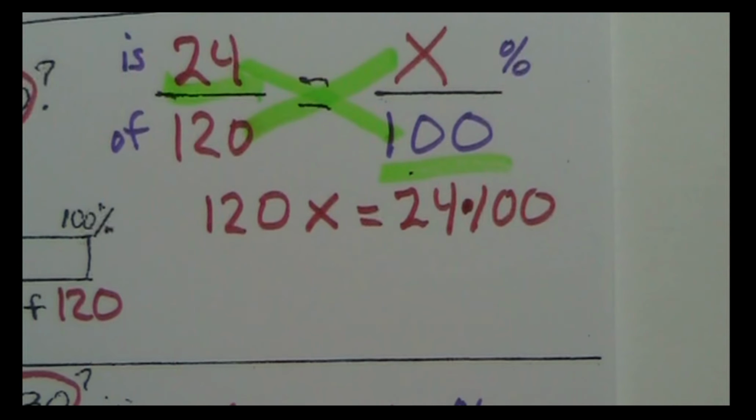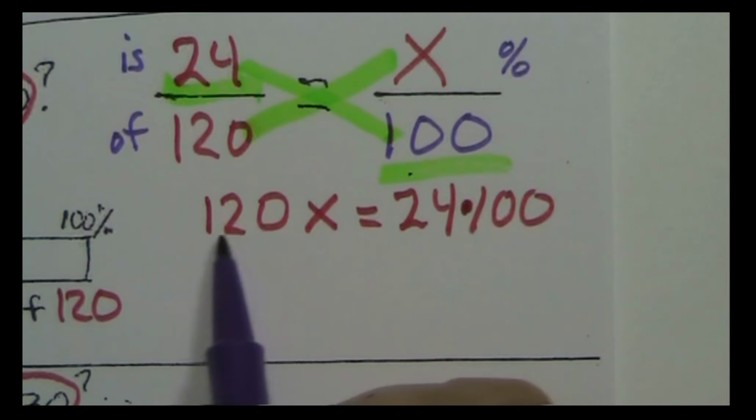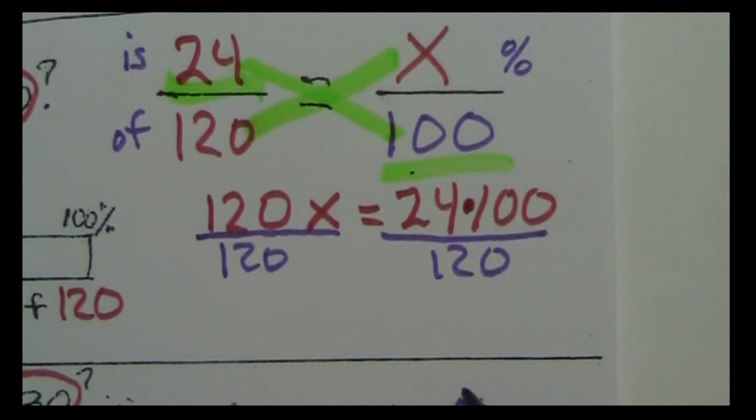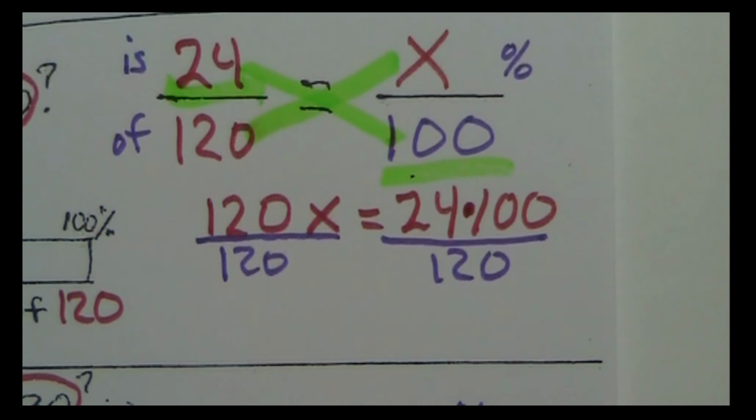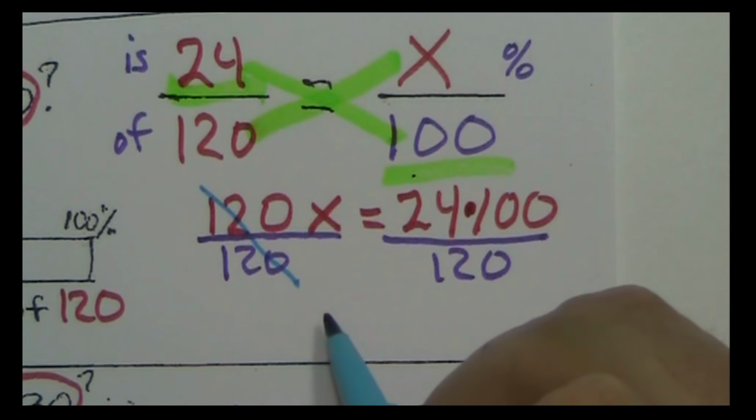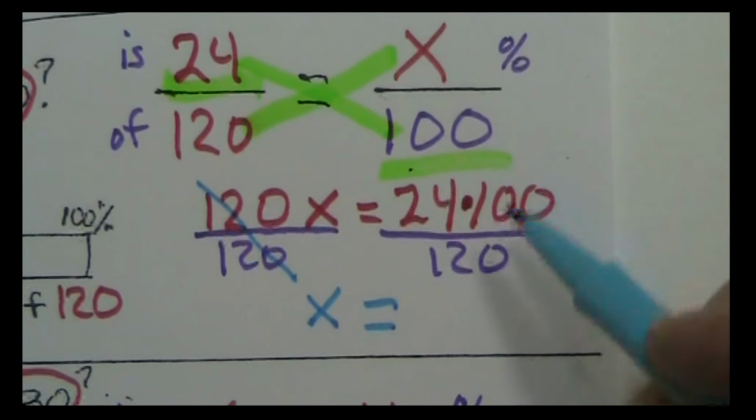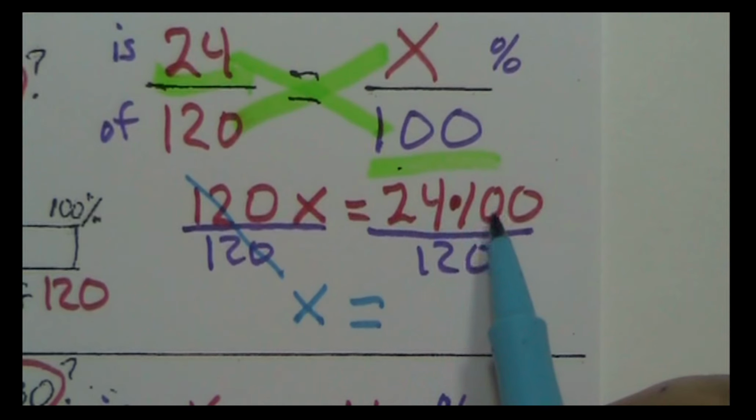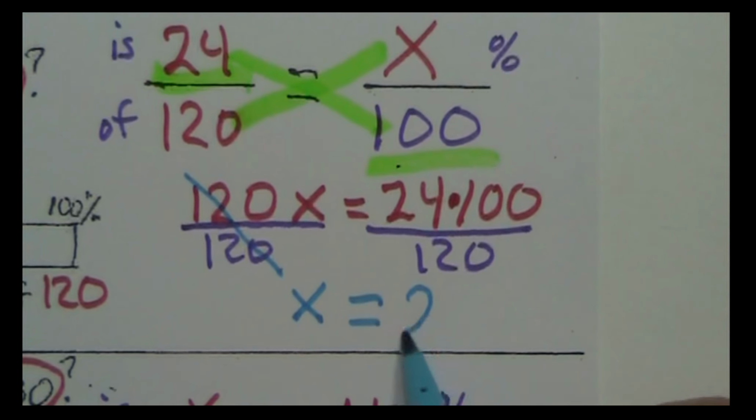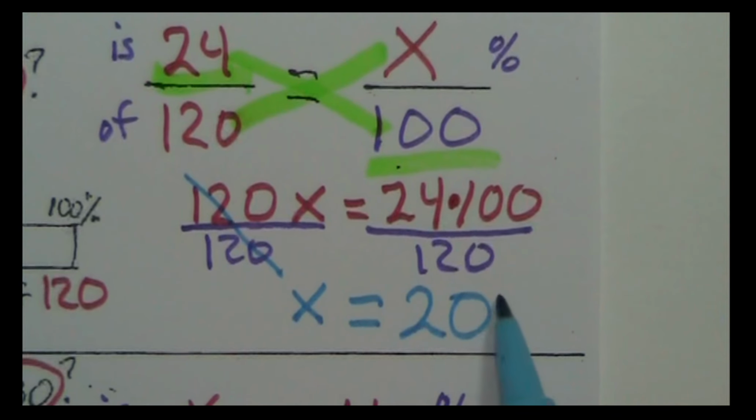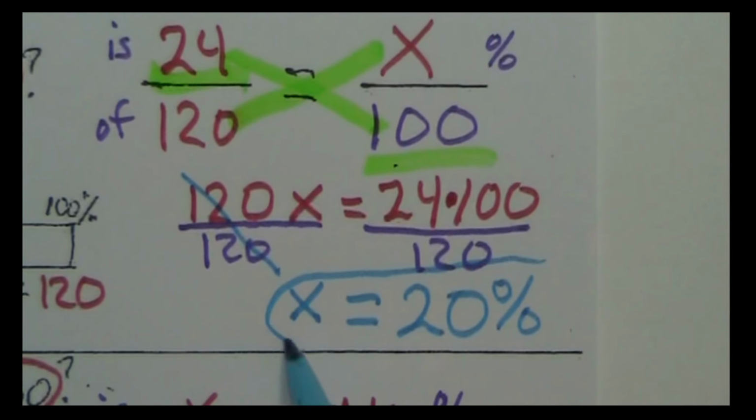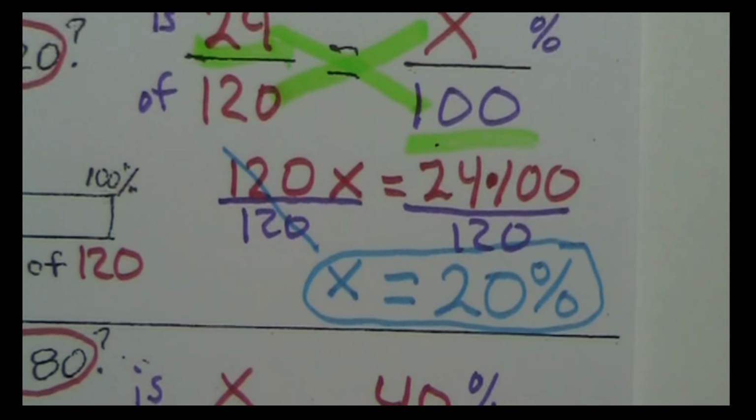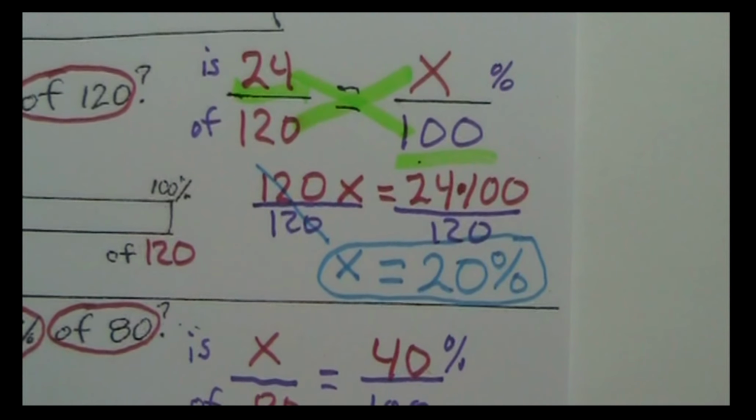Okay, so now what do we do? Next step is to divide by 120, divide by 120. And if you do that, this will be gone. You are left with x equals, and now we solve this. If you multiply and divide by 120, you will end up with 20. And we want to know what percent, so the answer is 20%. You could do this a little bit shorter, and I will do that with the next one.